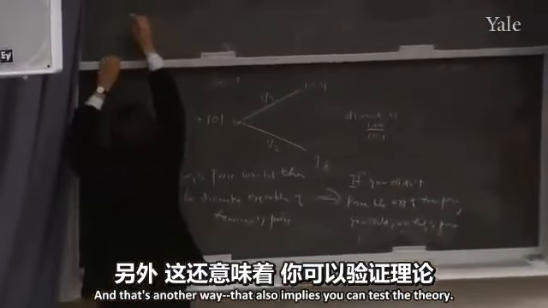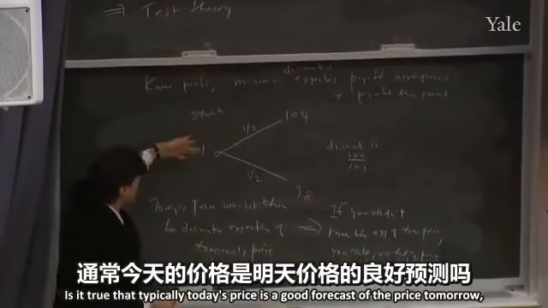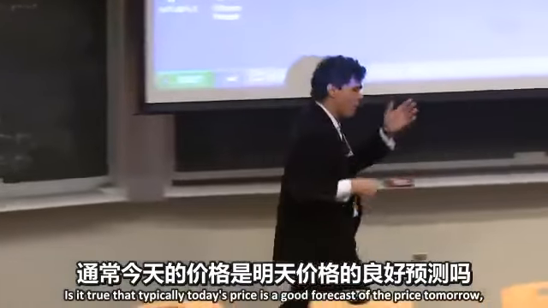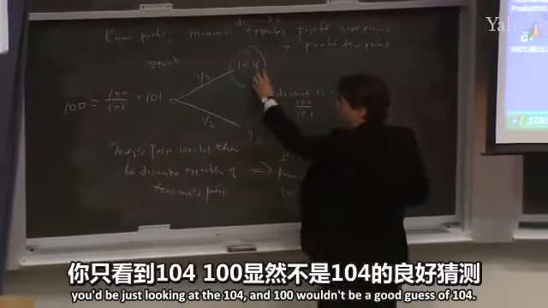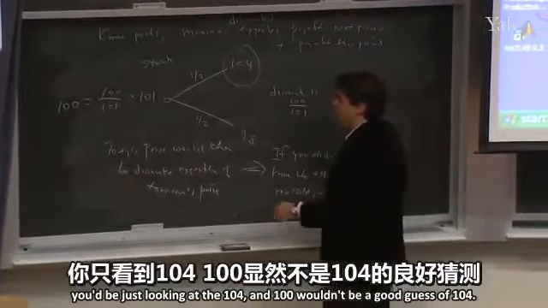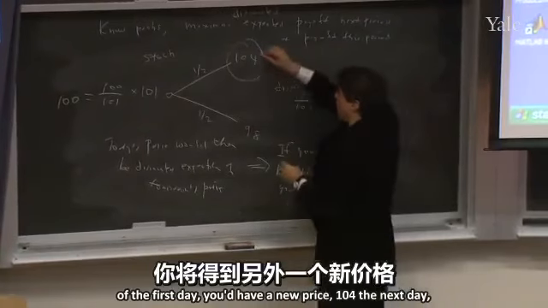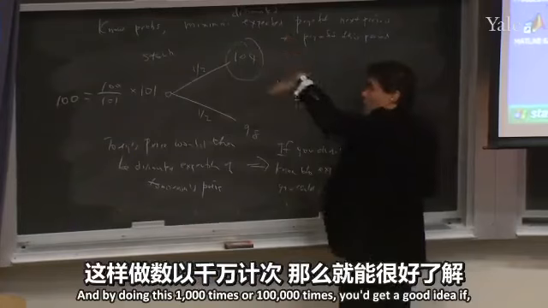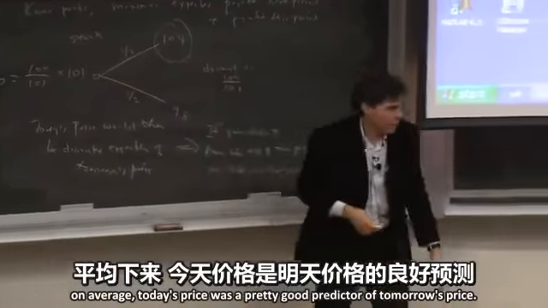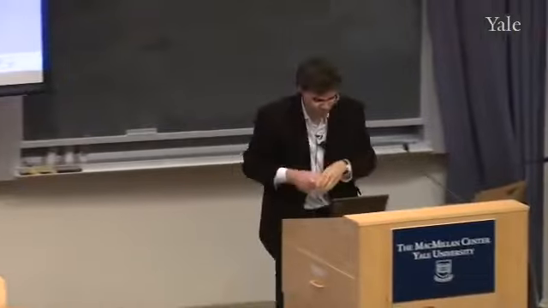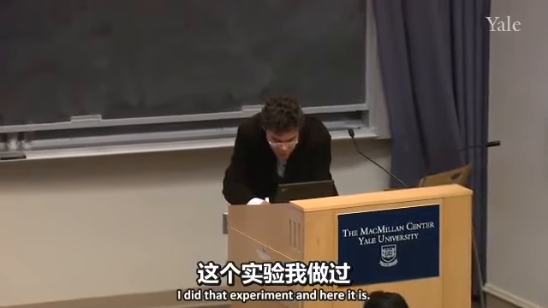That also implies you can test the theory. Is it true that typically today's price is a good forecast of the expected price tomorrow? Obviously, you can't just look at one instance, because if things went up, you'd just be looking at the 104, and 100 wouldn't be a good guess of 104. But if you did this the next day, and things were independent on the second day of the first day, you'd have a new price, and you could see whether the price went up or down. And by doing this 1,000 times, or 100,000 times, you'd get a good idea if on average today's price was a pretty good predictor of tomorrow's price. So I did that experiment, and here it is.